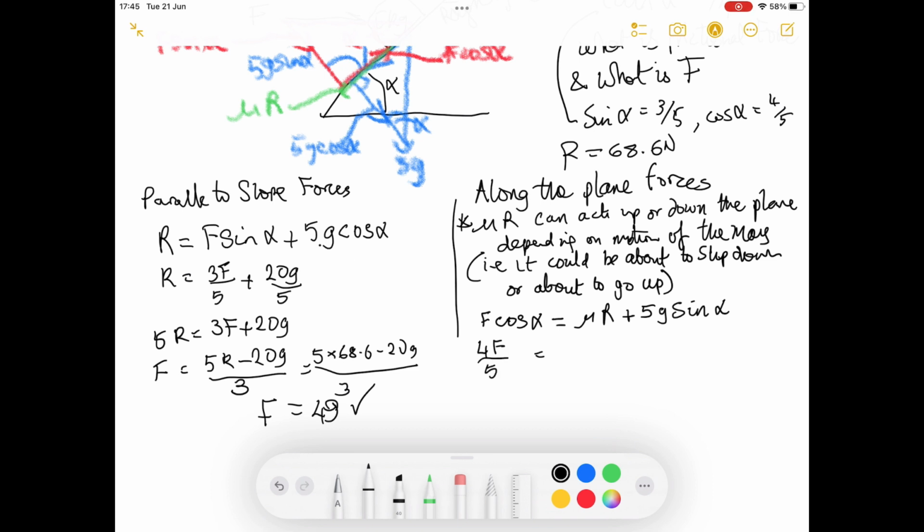So 4F over 5 equals, put in the value for R, which is 68.6 mu, plus, actually you don't need to, if you're trying to work out the frictional force, you just say mu R plus 5g times 3 over 5, which gives you 3g. Okay? So then you've got mu R equals 4F over 5 minus 3g.